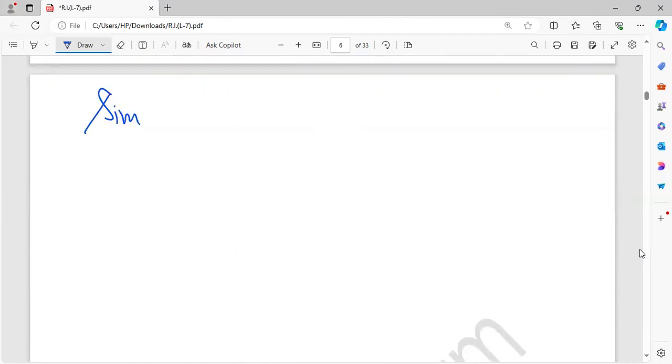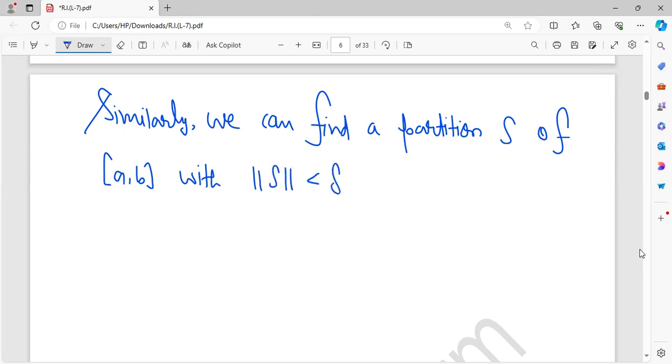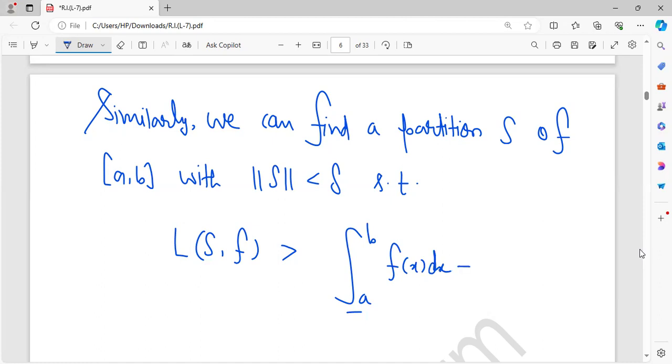Similarly, we can find a partition S of the closed interval [a, b] with norm of S less than delta such that L(S, f) is greater than the integral from a to b of f(x) dx minus epsilon. So let's say equation number 4.